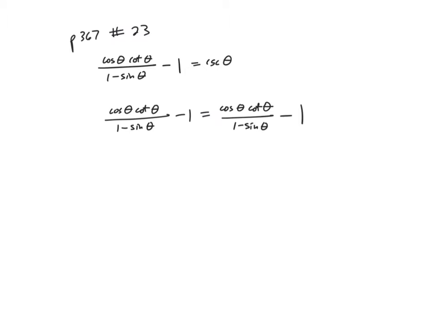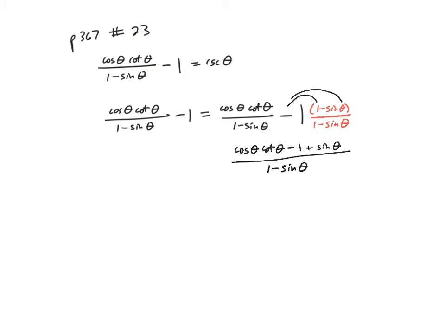One of the first things I might want to do, since I do have a fraction and addition or subtraction, I think what I would do first is to multiply this by 1 minus sine theta over 1 minus sine theta, so at least I can get things into a single expression. So that's going to give me cosine theta cotangent theta minus, and I have to go through with this minus 1, so minus 1 and then plus the sine of theta. And then on the bottom for the whole thing, I've got 1 minus sine of theta.